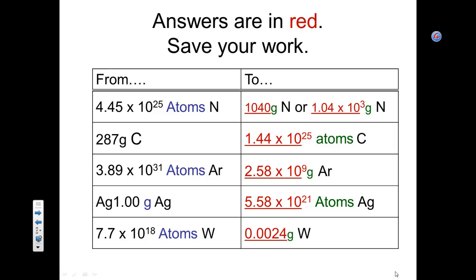Here are the answers to those 2-step conversions, rounded to the correct significant figures. If you have any trouble with this, go back and watch the video again, or bring your work in and go over it with your teacher.